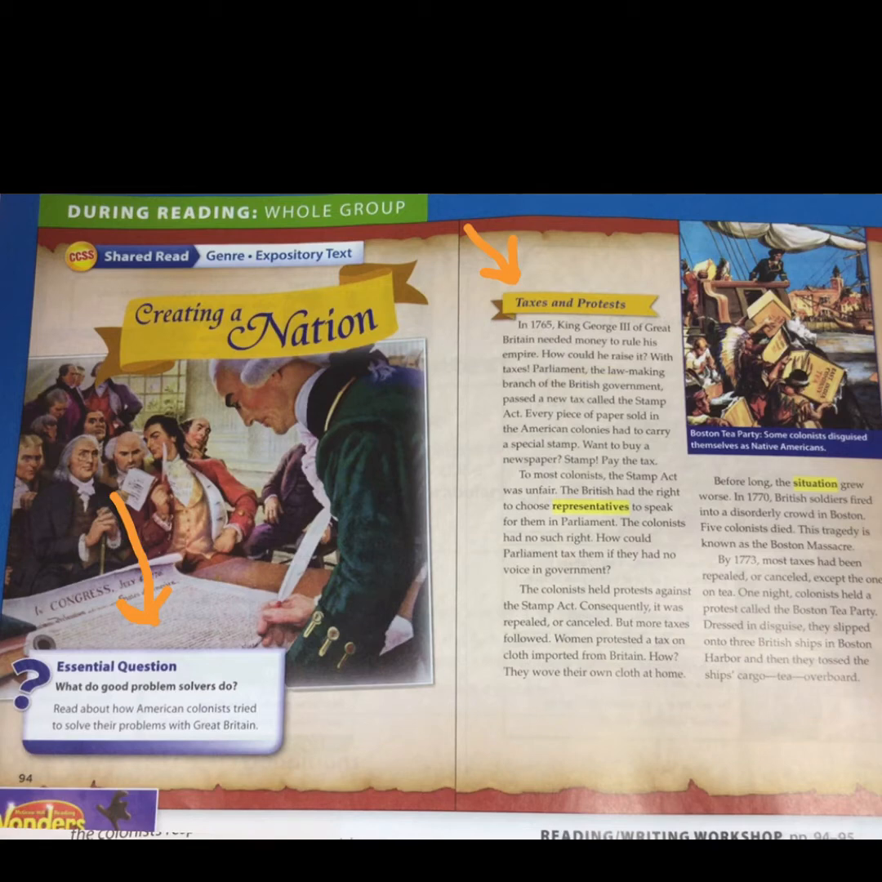By 1773, most taxes had been repealed, or canceled, except the one on tea. One night, colonists held a protest called the Boston Tea Party. Dressed in disguise, they slipped onto 3 British ships in Boston Harbor, and then they tossed the ship's cargo of tea overboard.